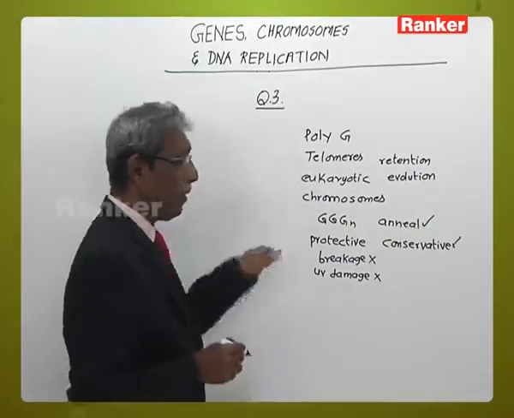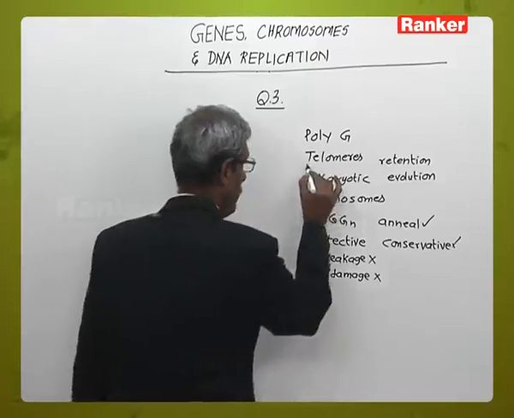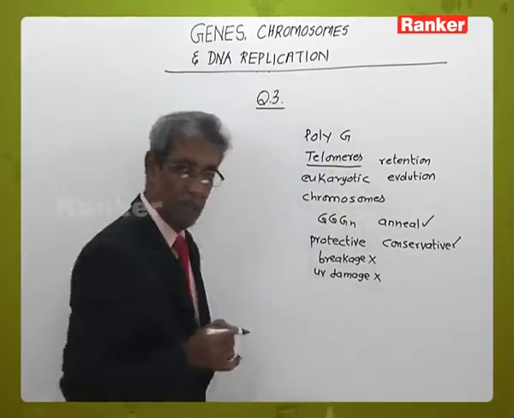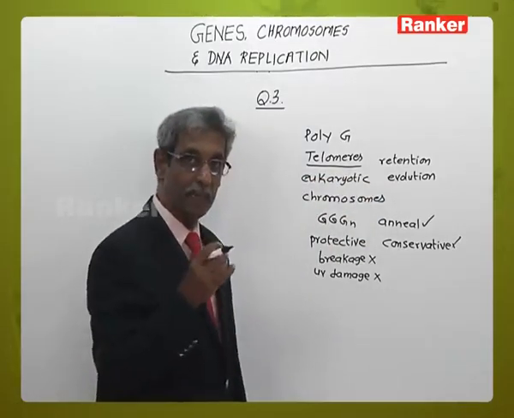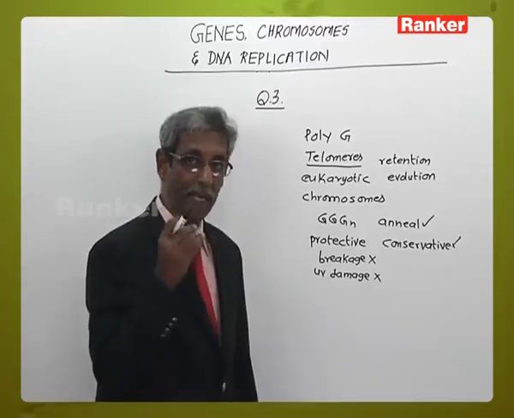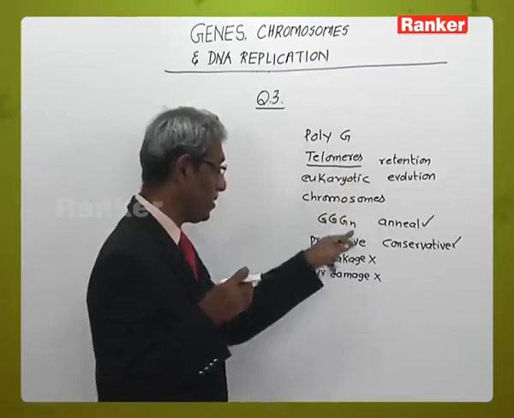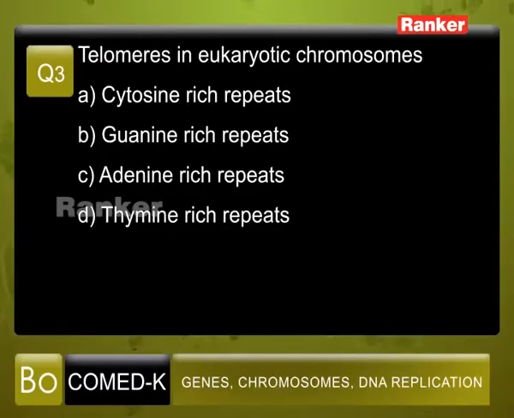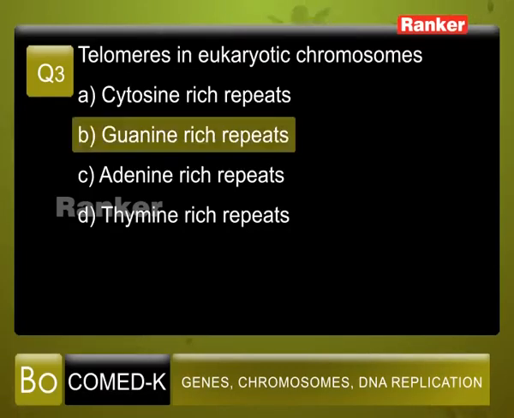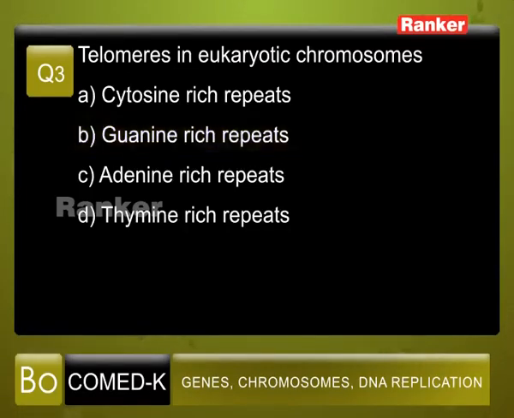So the presence of poly G is a characteristic feature of the telomere, and the telomere takes a specific stain in chromosomal banding, wherever there is a protective G. The right answer is poly G, that is, answer B. It is rich in guanine.